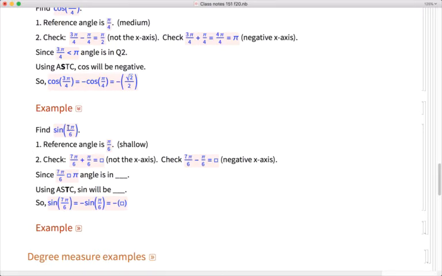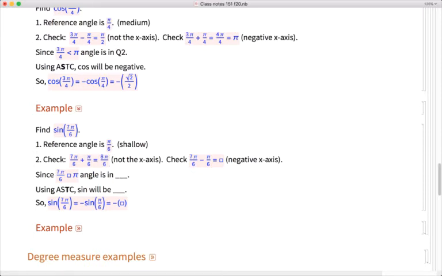Let's try another. Okay, so this time we're in some 7 pi over 6, so the reference angle is guaranteed to be pi over 6. This is the shallow angle. Okay, again, we'll do our two values here. We'll add and subtract pi over 6.